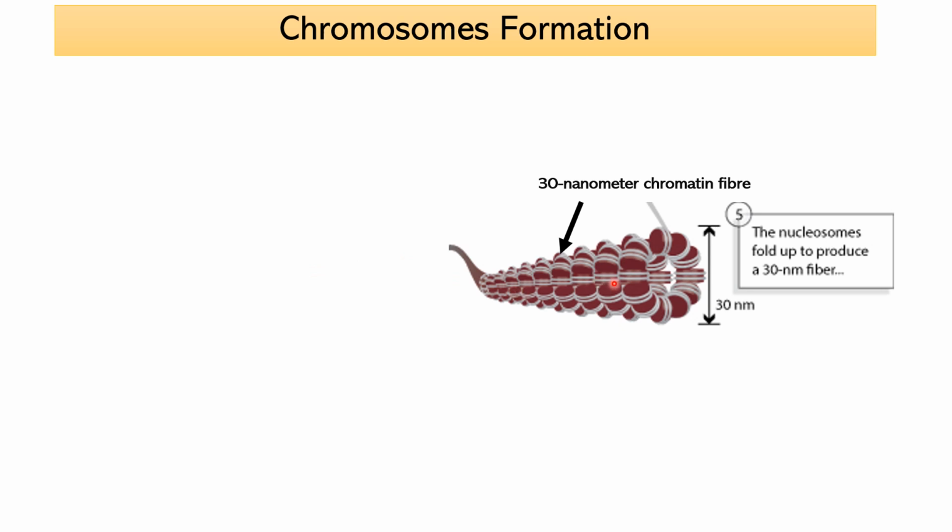So now we get to the last few stages of DNA compression and compaction to form chromosomes. As we have just mentioned, these chromatins will form a chromatin fiber, which is known as the 30 nanometer chromatin fiber, and the name 30 nanometer comes from the width. So these fibers are 30 nanometers wide.